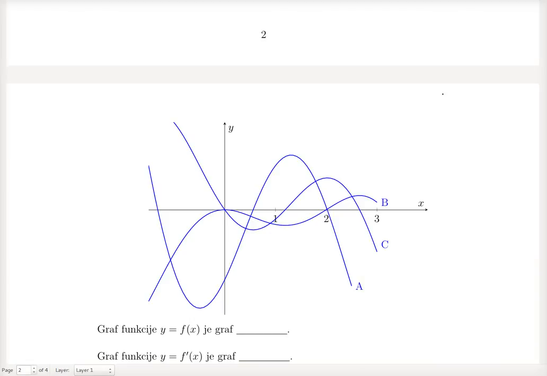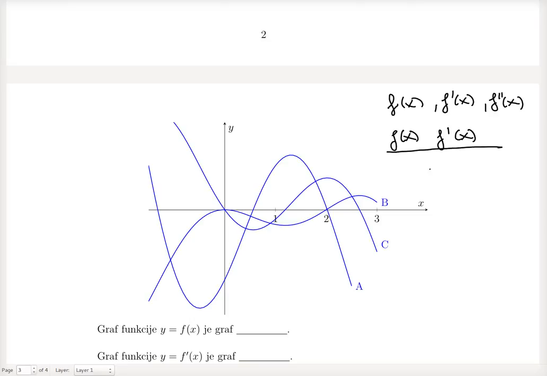Okay, so we know that we have three functions, and one of these functions is f of x, the other is its derivative, f prime of x, and f double prime of x, the second derivative. And we have to figure out which one is which from the graphs. Now, first we have to remember in which relation are f of x and f prime of x. So it's a function and its derivative.